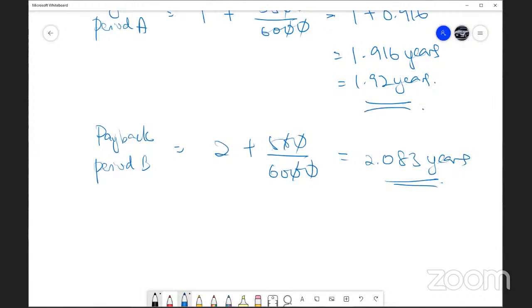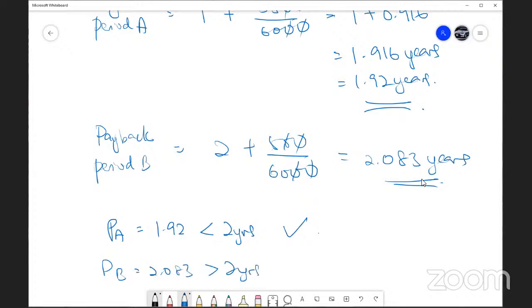The criteria of the question is, suppose Fuji's payback period cutoff is 2 years. Which of these two projects should be chosen? Anything less than 2 years will be chosen. Project A is 1.92, so it's definitely less than 2 years, so you accept. Project B is 2.083, so it's more than 2 years, so you reject this project. You only accept the one shorter than the cutoff period. So you only choose project A.